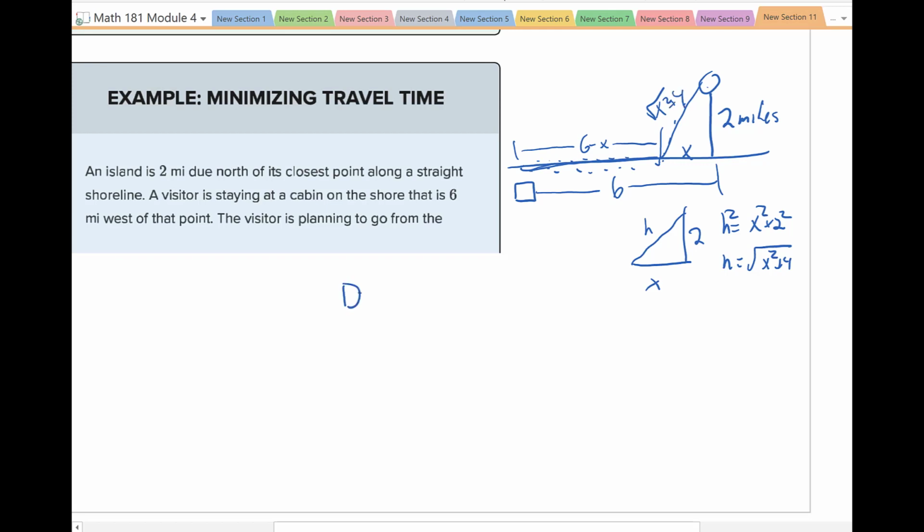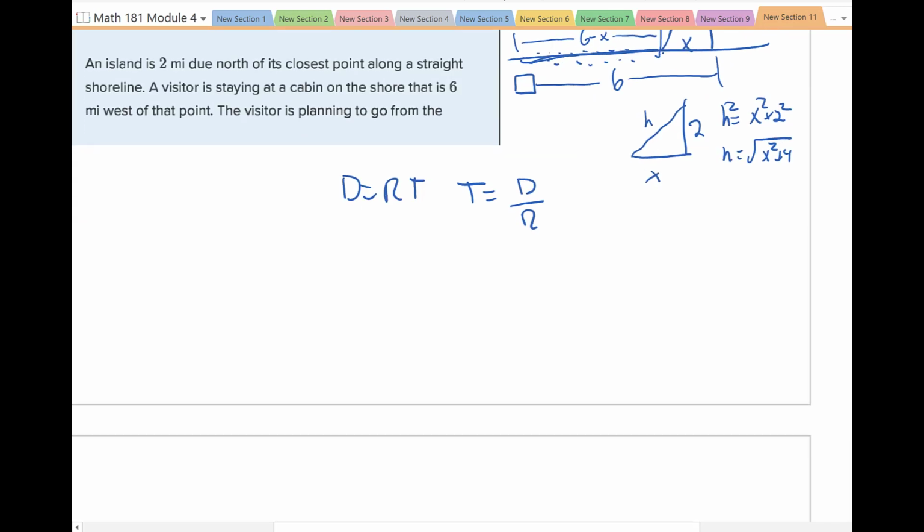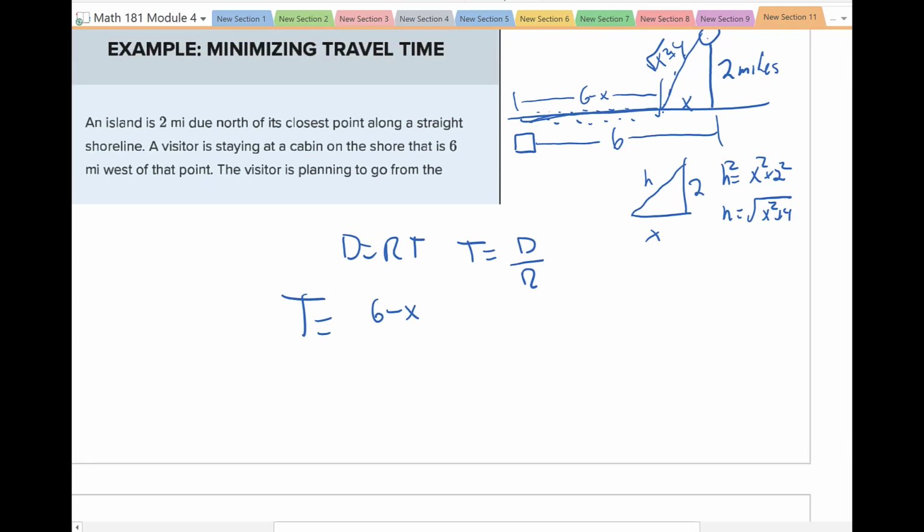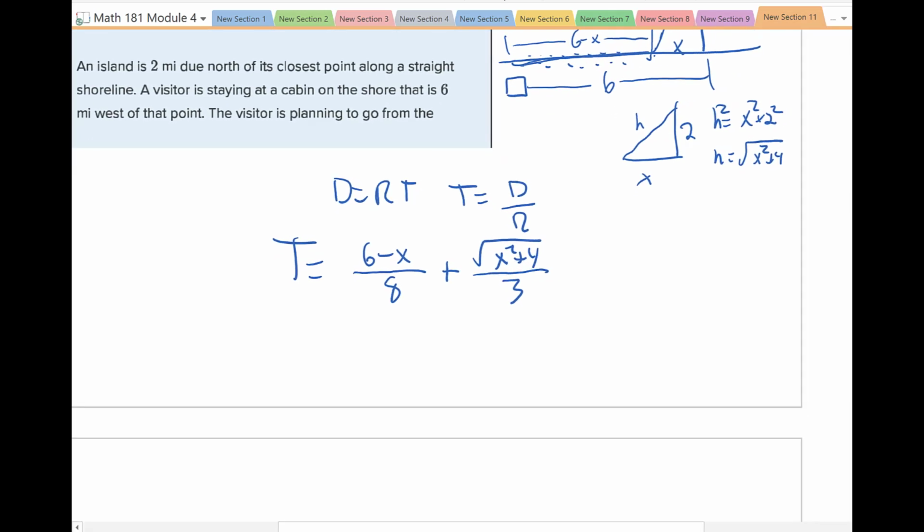Now, distance equals rate times time, and we want time. So time equals distance divided by rate. And so the time for this is going to be the different distances. So the 6 minus x, which is the distance the person runs on the shore, divided by the rate of 8 miles per hour for running, plus the time for swimming is the square root of x squared plus 4, that's the distance swimming, divided by 3, because that was the speed for swimming. And that is our time function.